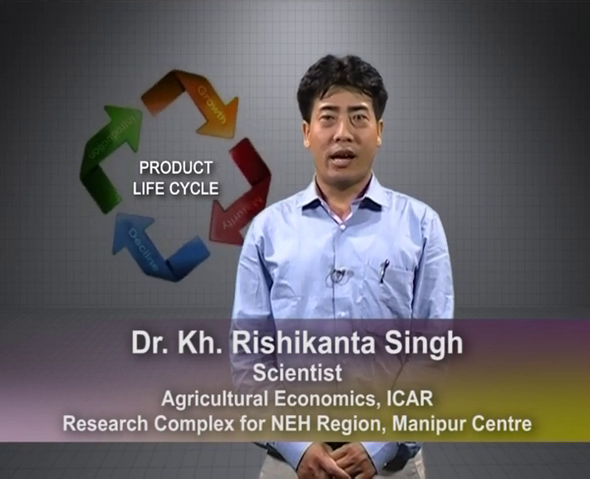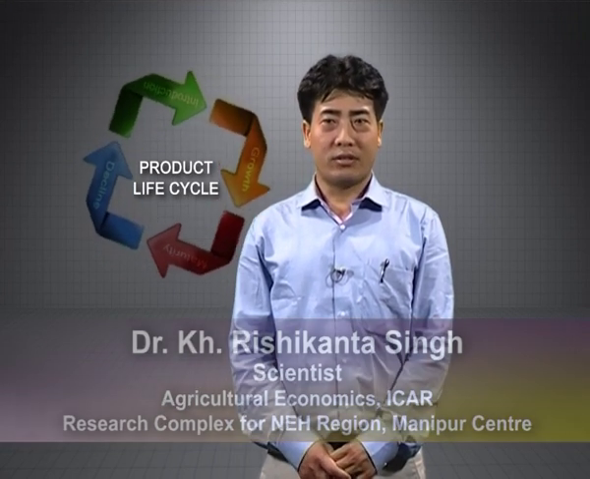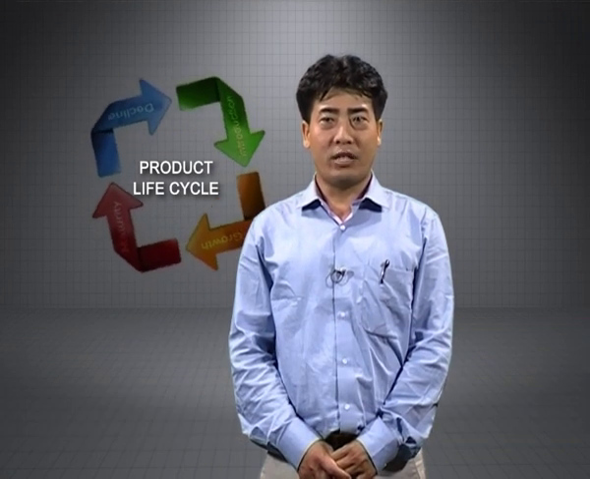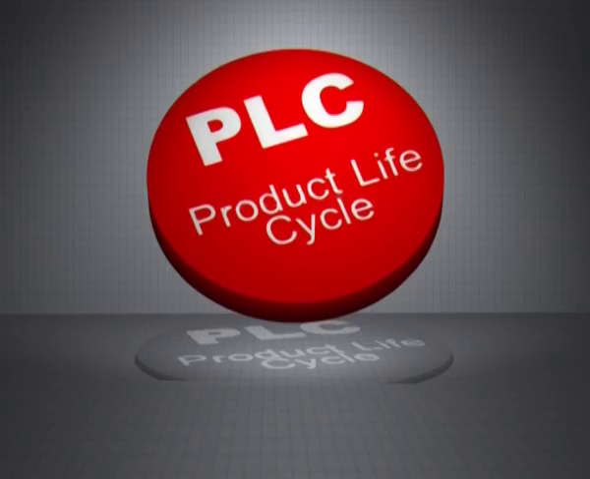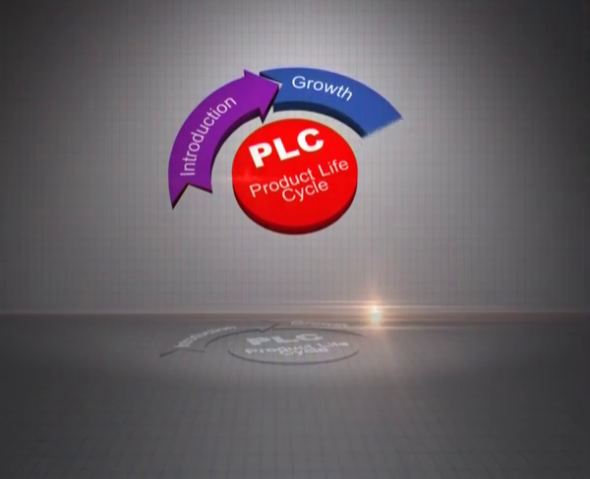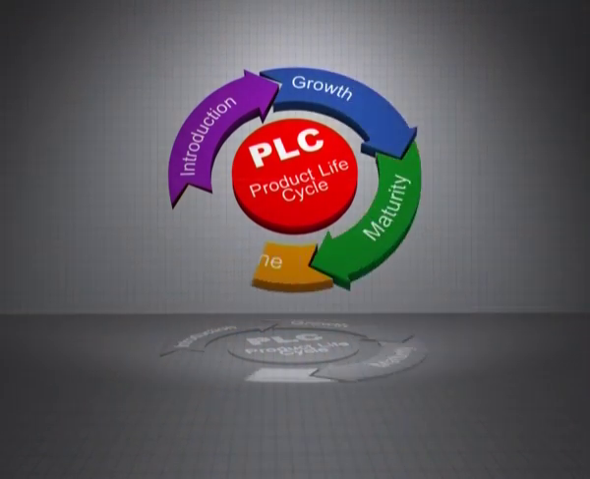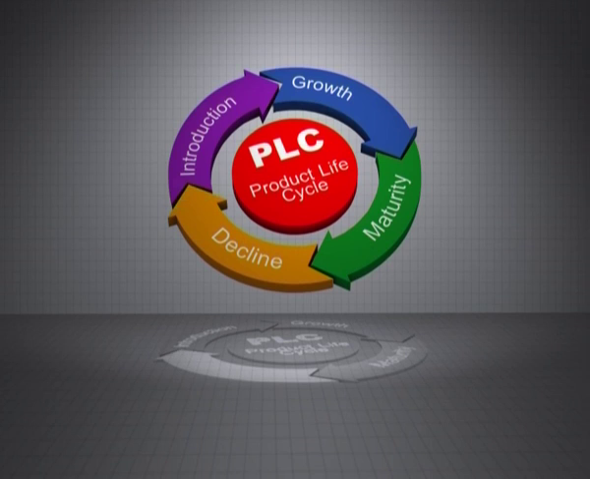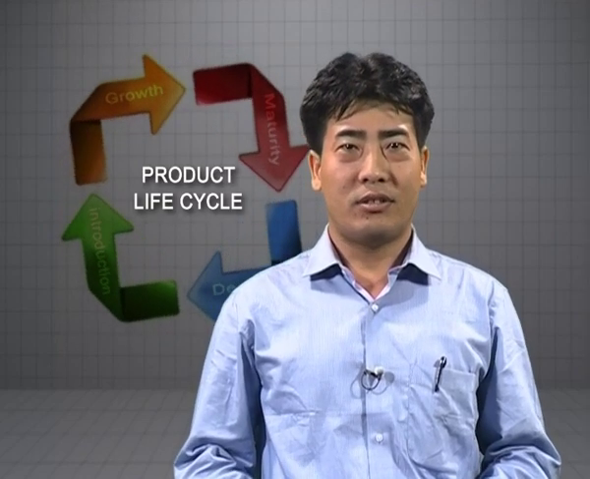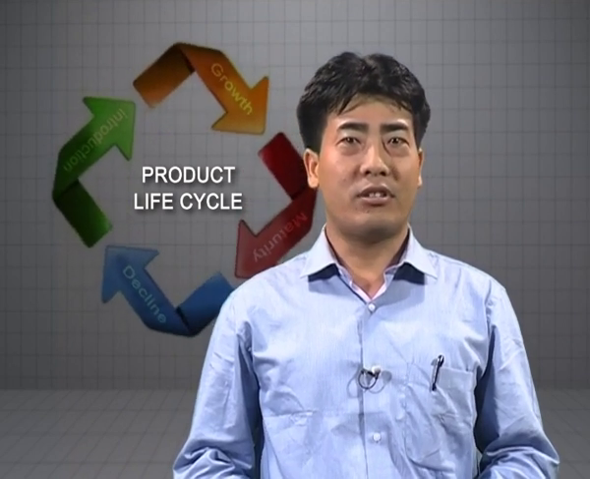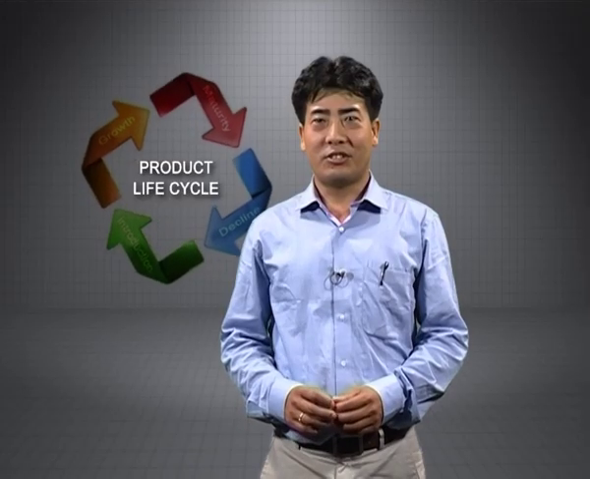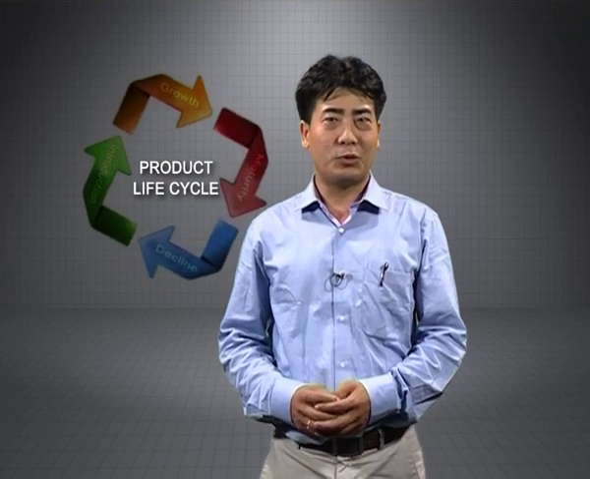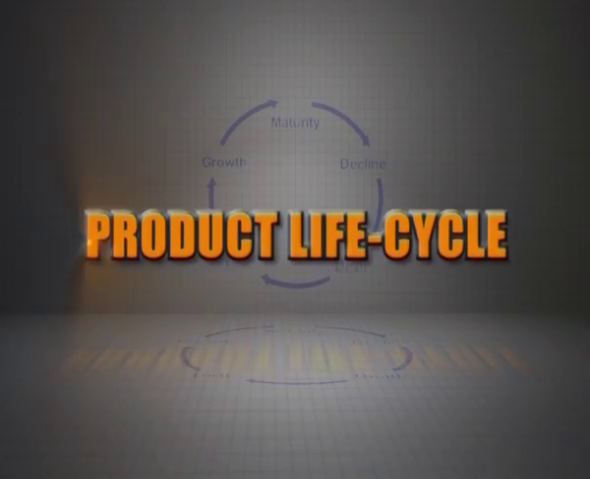Based on the time period the product is introduced in the market and according to the nature of the challenges, opportunities, and problems faced by the product, the life period of a product can be divided into four distinct stages. They are introduction, growth, maturity, and decline. The product exhibits distinct characteristic behaviors at different stages, and therefore different management strategies are required. These stages, starting from introduction up to decline, are called the product life cycle.